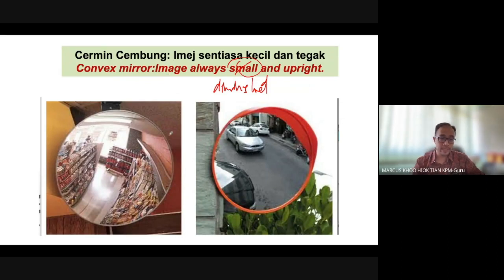The two best examples of convex mirror are, number one, the mirror that you see, for example at 7-Eleven, the one that is high on the ceiling. Notice that everything is much smaller, and it's upright. It doesn't make sense if the mirror is upside down, right? Same thing with the mirror at the side of the road or at corners. So these are all the uses of these curved mirrors.